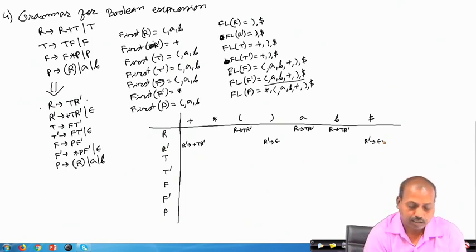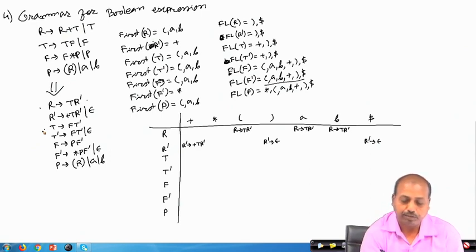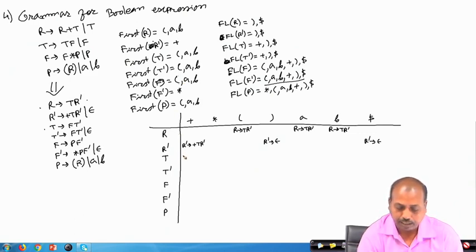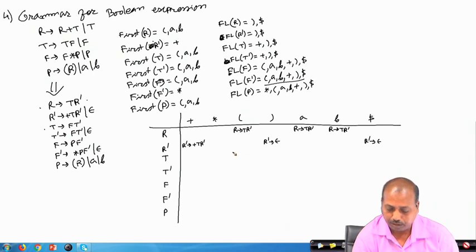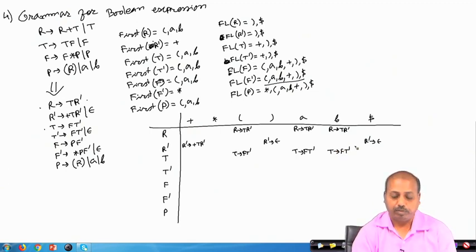Now, come to the third rule, T producing F T dash. Whatever is in first of F T dash, that is first of F. So, I have to add this rule. First of F is open parenthesis, A, B. So, T producing F T dash has to be added in all of them, and it has been added.